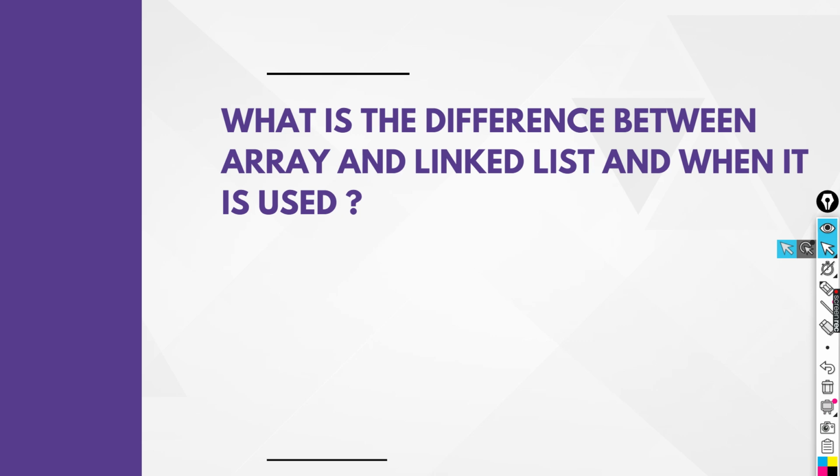So when to use an array: when fast random access is needed. If fast random access of order of 1 is needed, we use an array. Fixed size data, for example storing student marks. Limited size means we use an array.